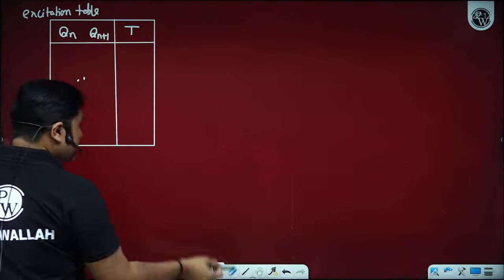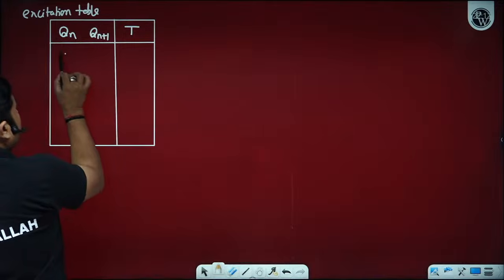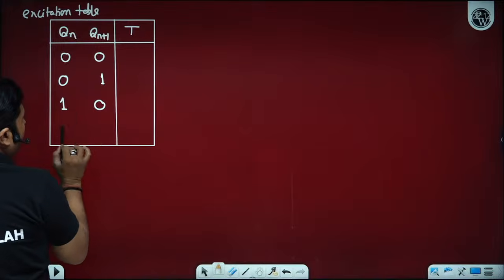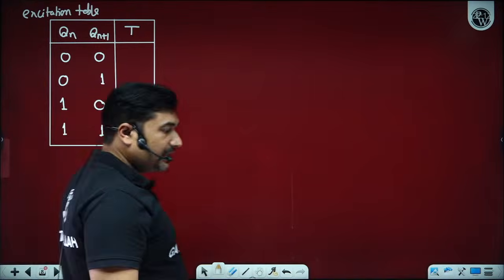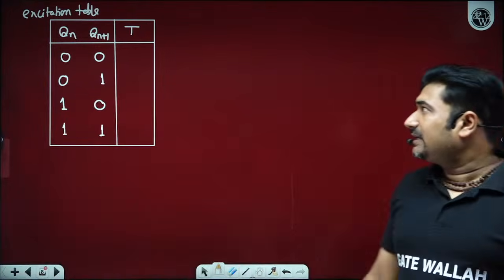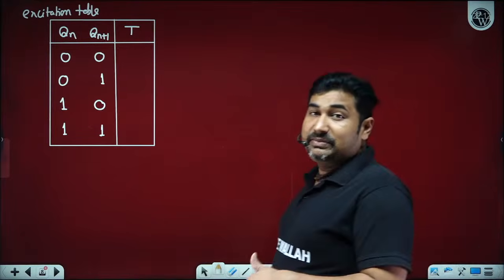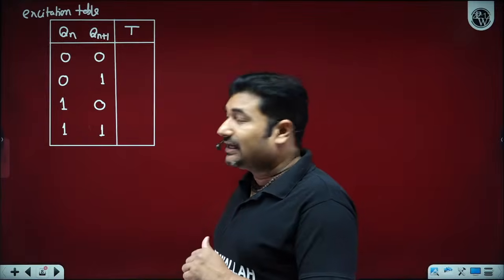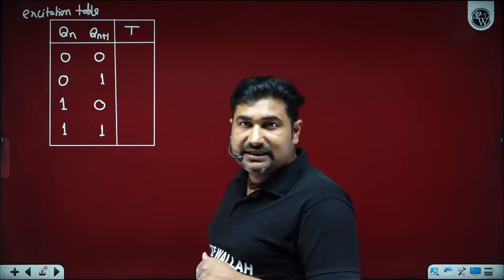How many possibilities with Qn and Qn plus 1? 4 possibilities. Either both are low, any one of them is high, or both are high. It means your present state may be 0, next state may be 0. Present state 0, next desired state 1. Present state 1, next desired state 0. Present state 1, next desired state 1.